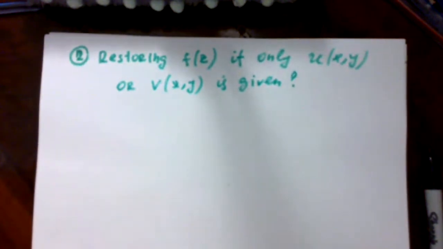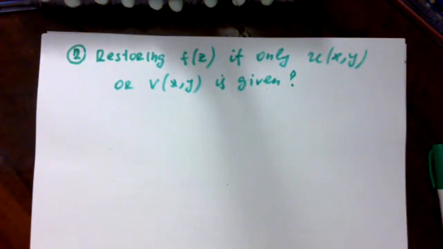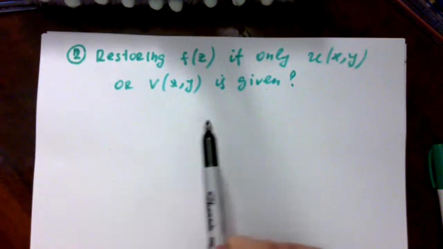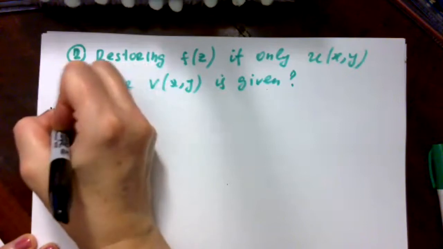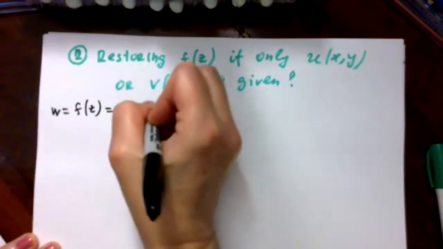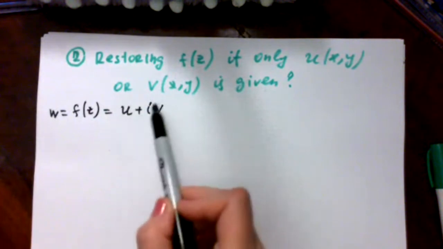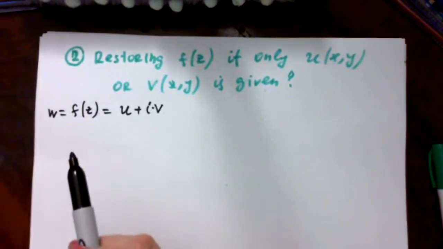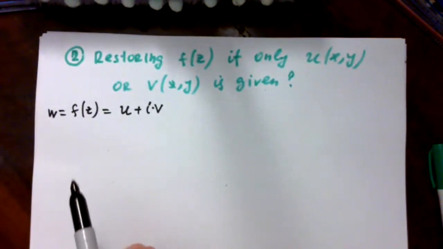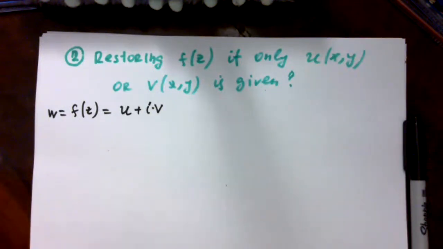Note that you are not given both of them, u and v, because if you're given both of them, you already have this function f of z. You only need to substitute. But the interesting thing is that if you're given only one of them, only one term, let me remind you that f of z or w is equal to u plus i times v. So you're given only one of these terms, either u or v. Is it possible to restore the function? It turns out it is possible only in some situations. You need to check a special condition. So let me write you some definition first.